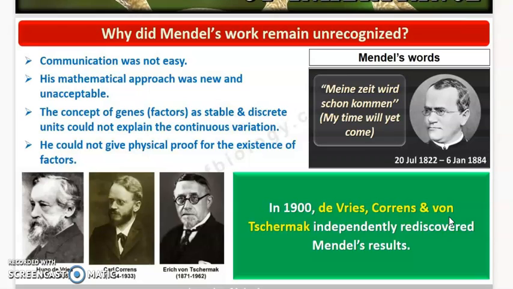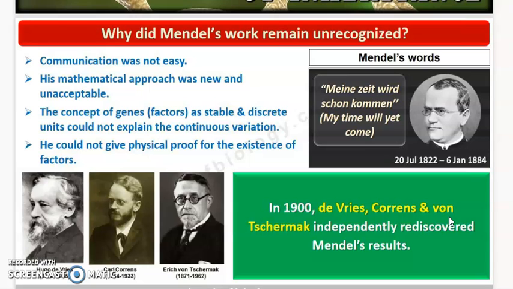In his experiment, we saw that there was no blending of the characters. He got any one of the parental traits, but he did not get any blended trait. And this was not accepted because people were able to see variations in nature itself. Apparently, continuous variations were seen in nature. So that was the second reason for which it remained unrecognized.